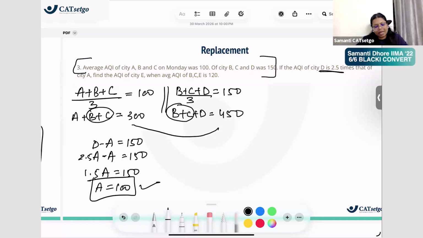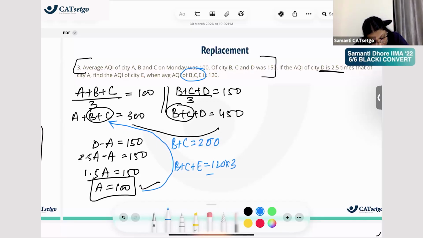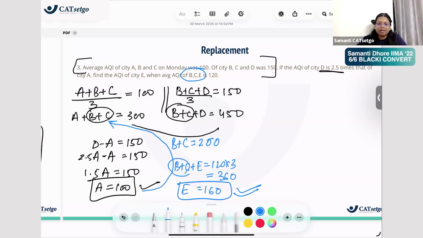Right? अब A 100 है. इसका स्टेप वाइज होगा कि फिर अगर A 100 है तो B प्लस C कितना हुआ? 200 हुआ. और फिर B C E का एवरेज 120 है. मतलब B प्लस C प्लस E हो गया 120 into 3, that is 360, और B प्लस C 200 है तो E कितना हुआ? 160. Do you understand? हमने ट्रेडिशनल मेथड से कैसे सॉल्व किया? This is one way of solving, the traditional method.